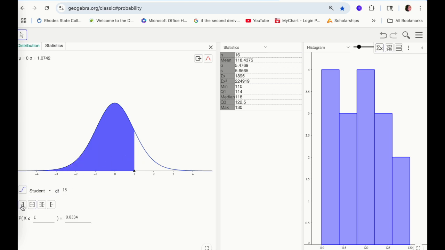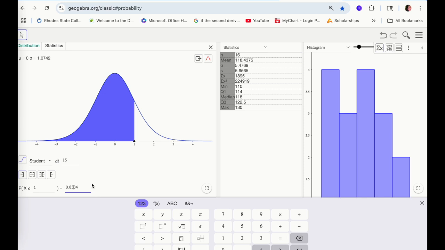Now, to find our T-score, it's exactly the same process that we went through before. If we have a 95% confidence interval, that means 95% is shaded in the middle. So that means there's 5% left over. And when we split that between the two wings, we get 2.5% in each wing. So I'm going to look at the left wing first. I'm going to put in 0.025 for 2.5%. And we get that our T-score is negative 2.1314. Now, if I check it on the right side, I should get the same thing. It's just going to be positive.